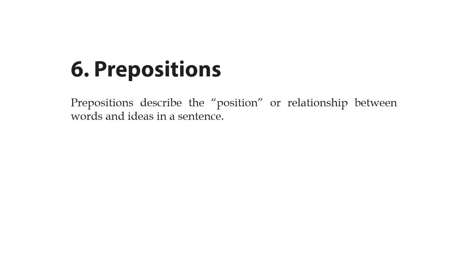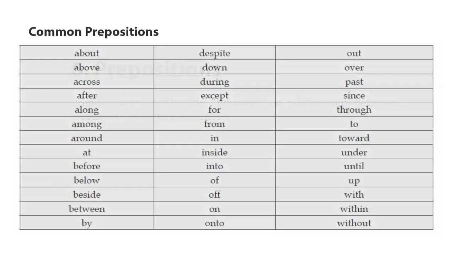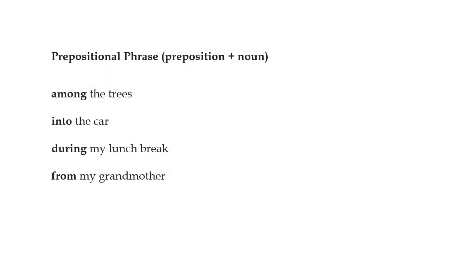Number 6, prepositions. Prepositions describe the position or the relationship between words and ideas in a sentence. Here are some common prepositions, and you don't have to memorize these, but just look over the list and get a feel for how these words indicate position or relation. So a prepositional phrase is when you have one of those prepositional words that I just showed plus a noun. So it's among the trees, into the car, during my lunch break, from my grandmother.